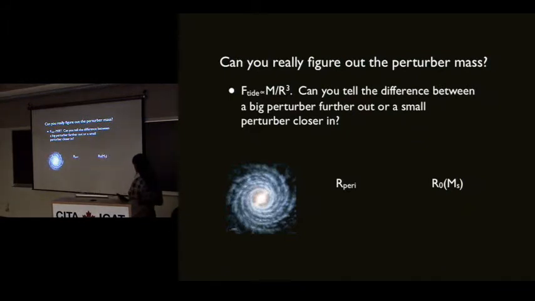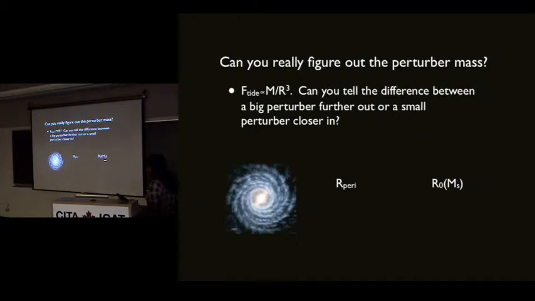So I want to spend a couple moments on an important theoretical point, which I didn't know the answer to when I started working on this, and as far as I know, it's the first time it's been pointed out in the literature. The question is, the tidal force goes as M over R cubed. So there's an inherent degeneracy between, say, a big perturber further out or a small perturber closer in. So the question is, can you really figure out the perturber mass?